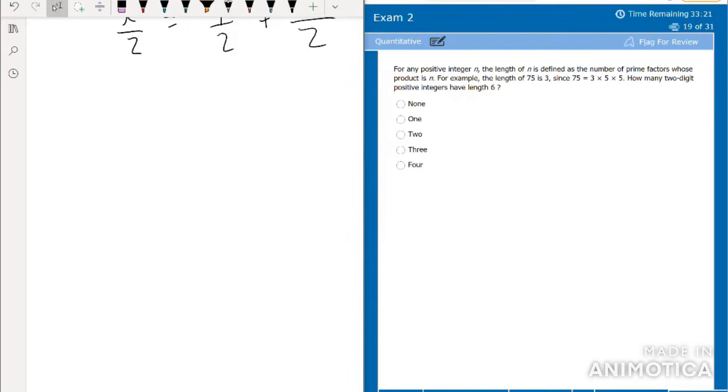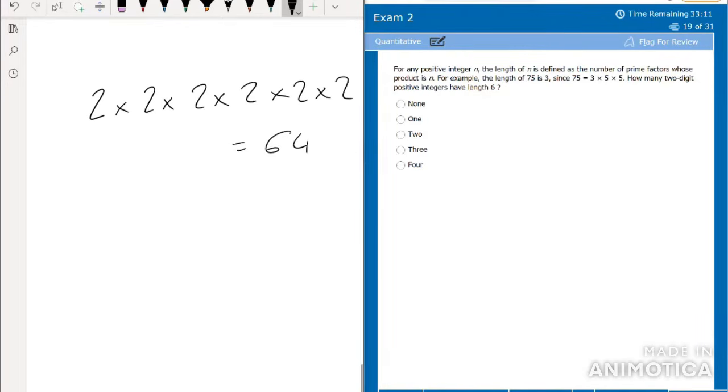Well, length 6, that's a long thing. So there's got to be 2 times 2 times 2 times 2 times 2 times 2, which is equal to 64. So here's length 6. And the only other thing we can do to get length 6 is swap this guy for a 3, which gives us 32 times 3, so that's 96. And so that's 2, and then anything else is going to be too big. So say 2.